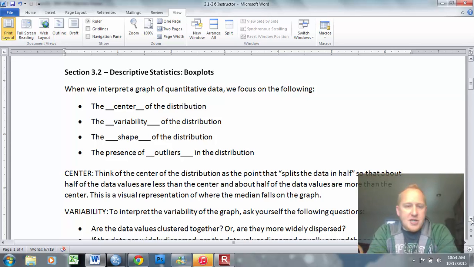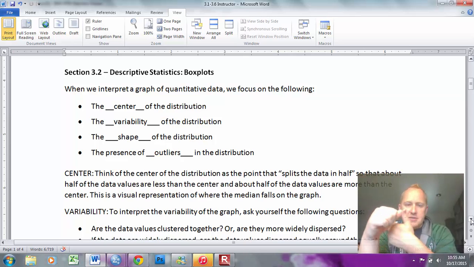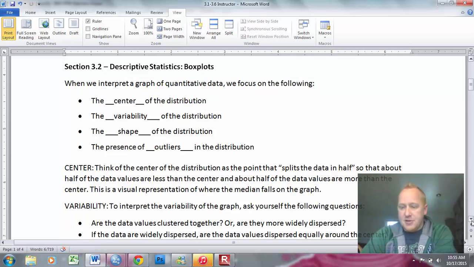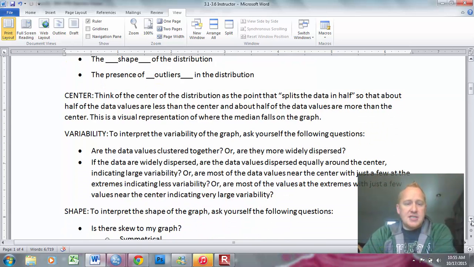Okay. When we interpret a graph of quantitative data, we want to focus on the following. So we want to talk about the center of the distribution, the variability, the spread of the distribution, the shape of the distribution, and the presence of outliers in the distribution. So the center, think of the center of the distribution as the point that splits the data in half, so the median. So that about half the data values are less than the center and about half the data values are more than the center.